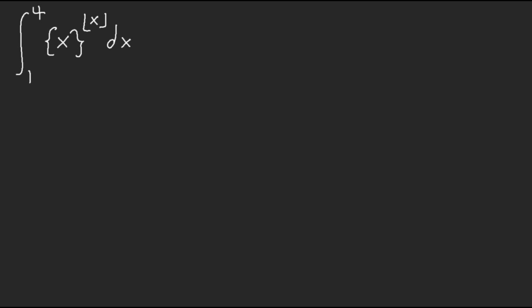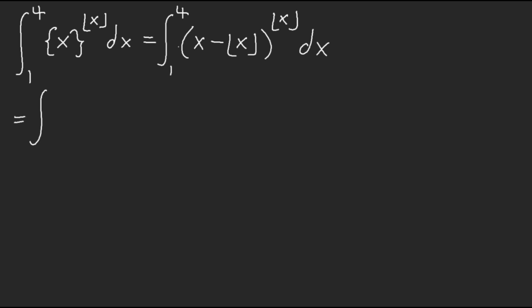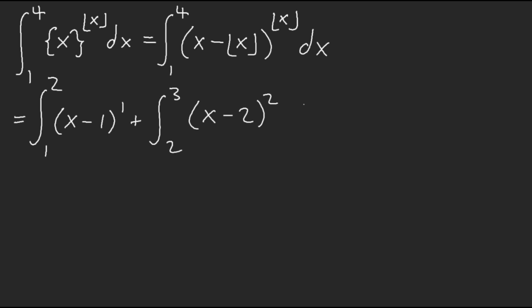All right, last integral. So here, it seems like we're going to have to do this manually again. This looks terrifying, so I'm just going to simplify it in terms of floor functions. So we have x minus the floor function of x, to the power of the floor function. We're going to have to do some splitting here. From 1 to 2, this is going to equal x minus 1 to the power of 1. From 2 to 3, this is x minus 2 to the power of 2. From 3 to 4, this is x minus 3 to the power of 3.